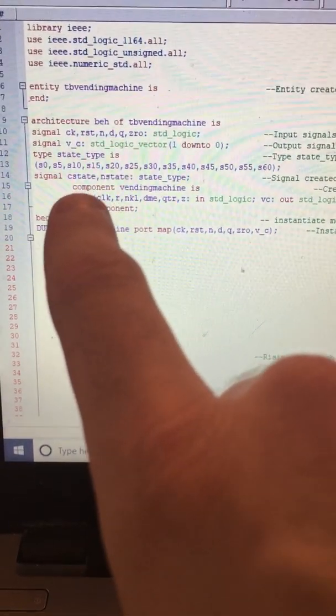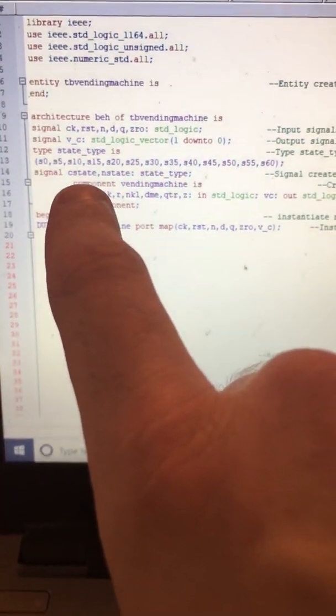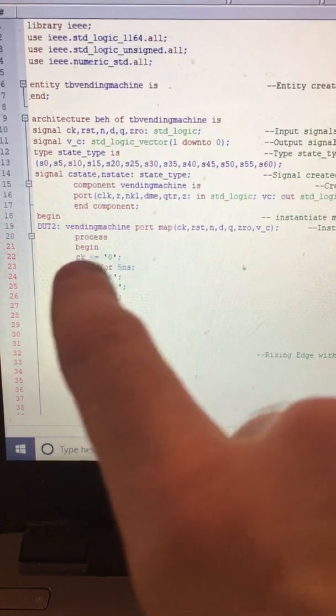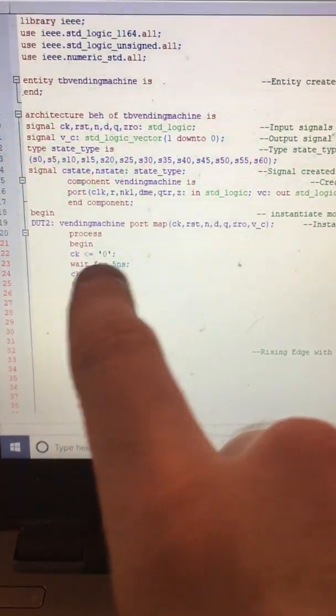I created 2 signals, current state and next state, of the state type, and the component for the vending machine. And then I instantiate that component.